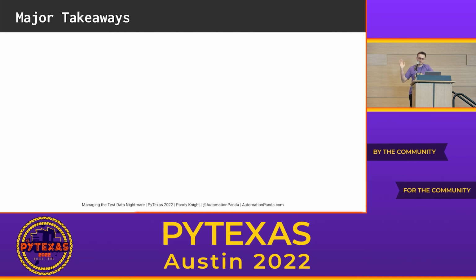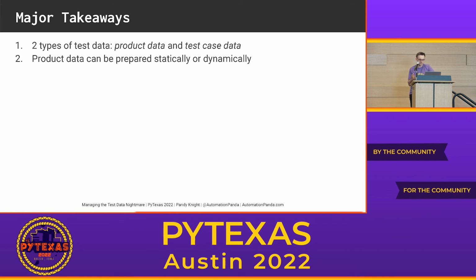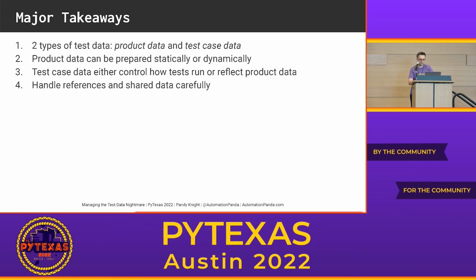So, boom, we made it. We covered a lot of good stuff in this half hour. So let's quickly recap what we learned. There's two primary data types for test data, product data and test case data. Product data can be prepared statically or dynamically. Test case data either control how tests run or reflect product data. Handle references and shared data carefully.